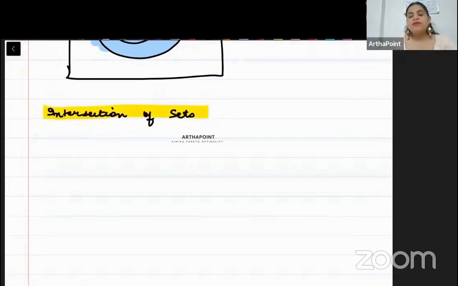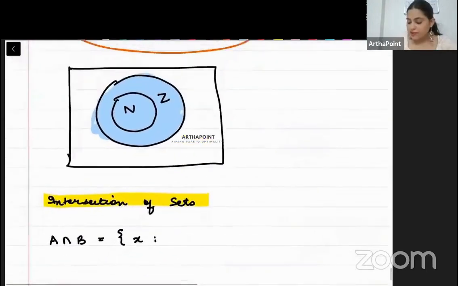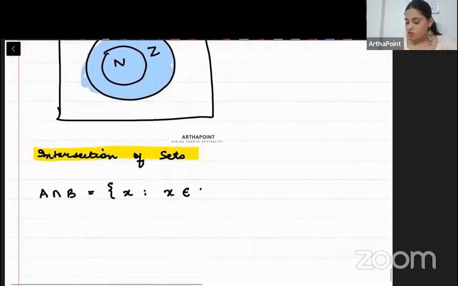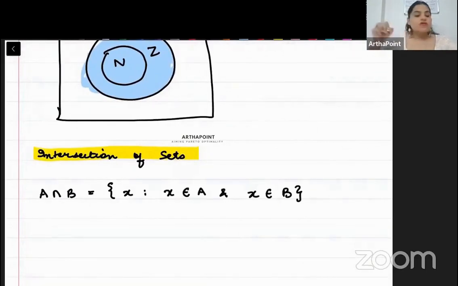Now, please understand. When I say intersection of set, I am interested in those elements which come in both A and B. So how do I write intersection of set? A intersection B will have those elements, इसको रोस्टर फॉर्मेट में मैं लिख रही हूँ बेटा, x such that x belongs to A and x belongs to B. That is known as intersection.